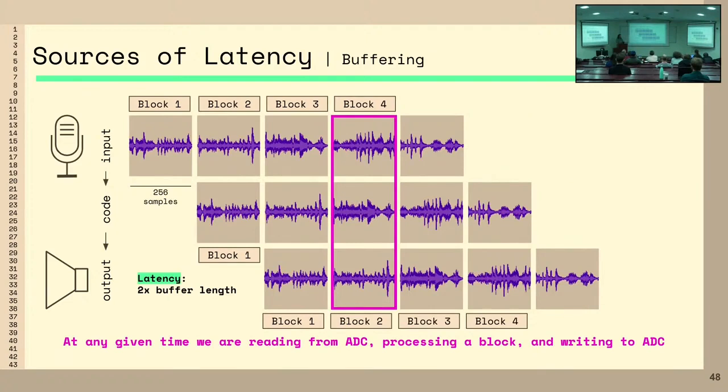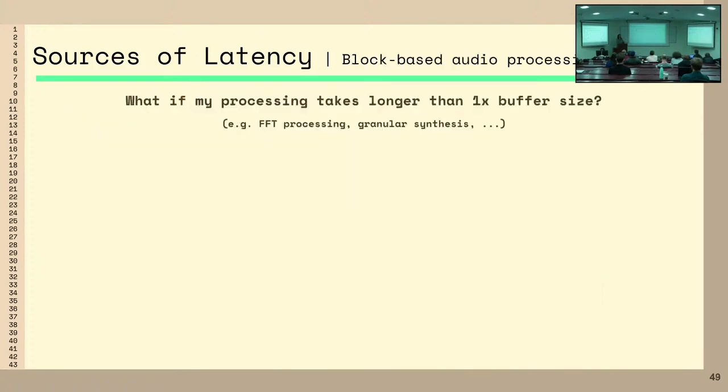At a given time, your system is going to have to be gathering data, processing data, and writing data to the output. But what happens when you want to run processes that take longer than 16 samples, 256 samples? That could be an FFT, some machine learning prediction, granular synthesis. How do you deal with that?